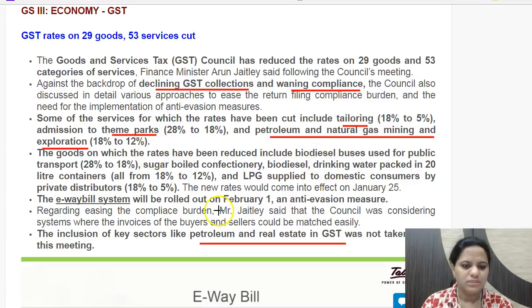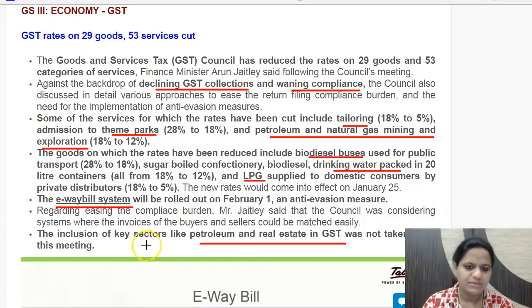There are also the goods which saw their rates being reduced are shown here, like biodiesel buses, sugar boiled confectionery, drinking water, packed drinking water, LPG as such, saw their rates reduced. So these new rates would come into effect from 25th Jan. Also for declining GST collection and compliance, what was put forth as the introduction of e-way bill system, which will be rolled out from 1st Feb. So this is an anti-evasion measure.